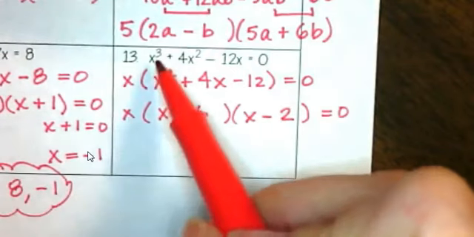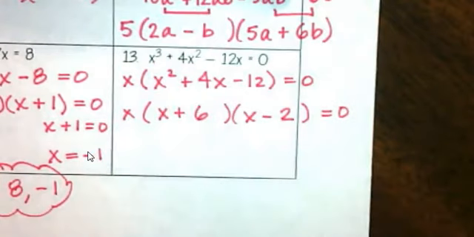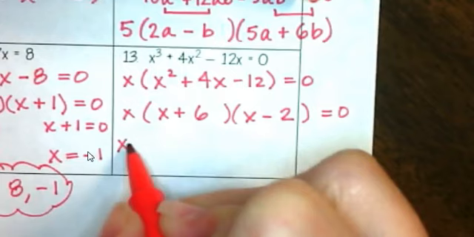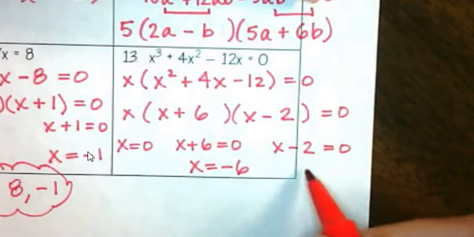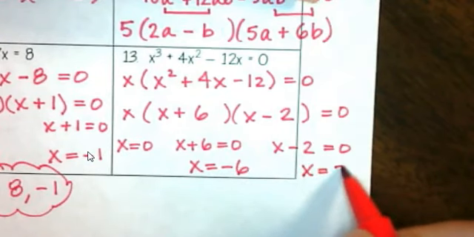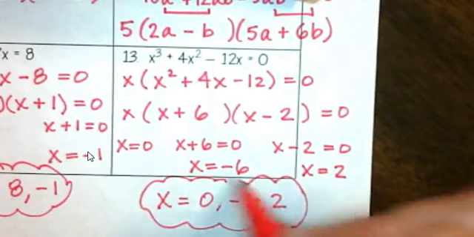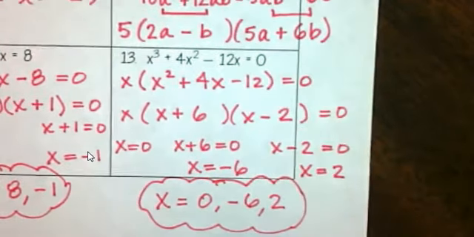Now remember the exponent tells us how many solutions. So we should have 3 solutions for this, and I see 3 x's. So x equals 0, or x plus 6 equals 0, or x minus 2 equals 0. So that one's done. This one we would subtract 6 from both sides, and on this one we would add 2 to both sides. So x could be 0, negative 6, or 2. It could be any of those, and this problem would equal 0.